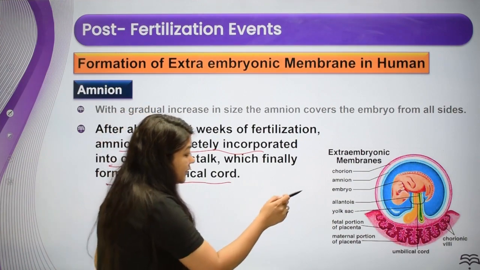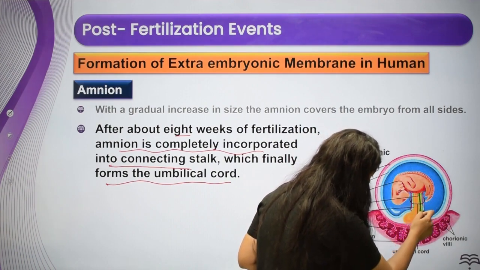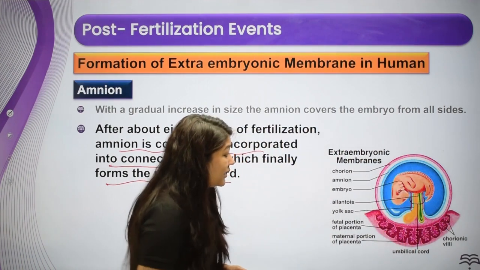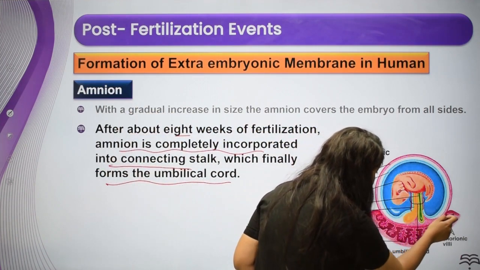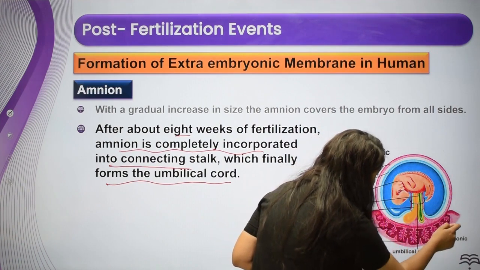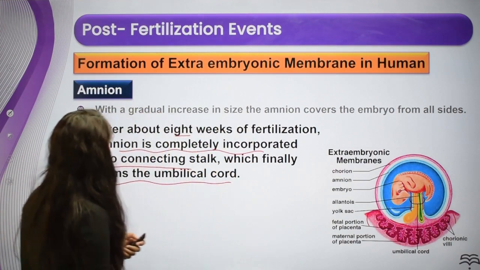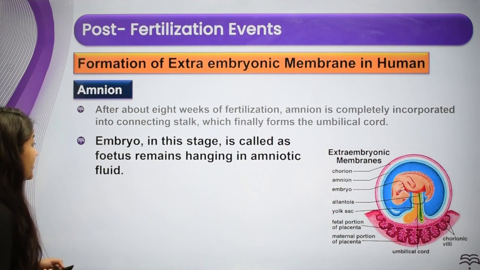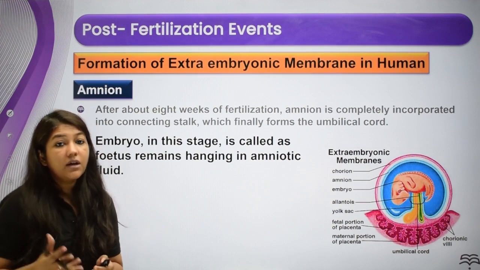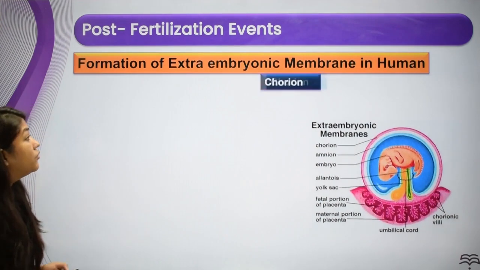All right, so see here in this particular diagram, this is the fetus. This connecting stalk that we see here, what is this connecting stalk? This connecting stalk is the umbilical cord. ठीक है, क्या है ये? umbilical cord है. और फिर यहाँ पे ये क्या है? Here, this is your placenta. Okay. Now, the embryo in this stage is called the fetus, and remains hanging in the amniotic fluid, right? Amnion जो है वो amniotic sac है और उसके अंदर क्या present है? उसके अंदर amniotic fluid present है.